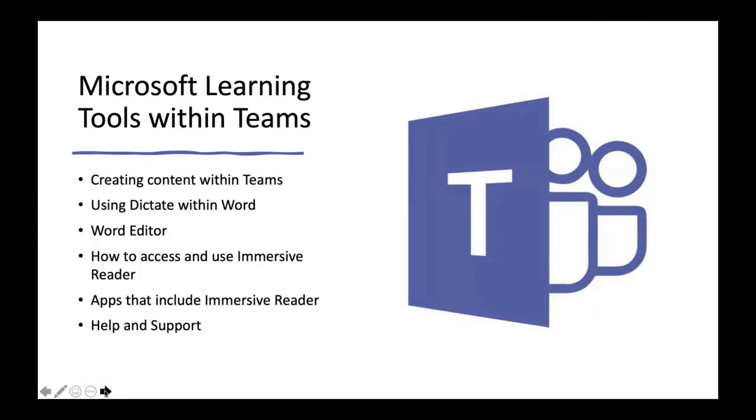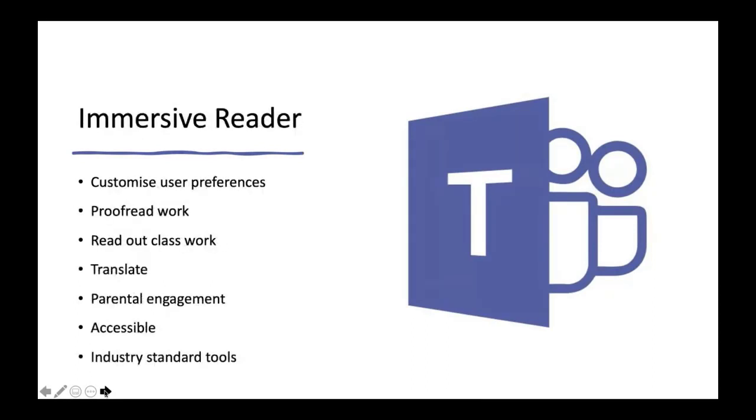So this session, we're going to be looking at creating content in Microsoft Teams. But remember, if your learners are using Glow, then they can also create content in Microsoft OneDrive. So it's exactly the same process. We're also going to look at the dictate tool within Word and how learners can just use their voice to add text to documents. We're then going to look at how learners can proof their documents by using the Word editor, and then how to access and use Immersive Reader. We're going to look at apps that include Immersive Reader, and finally where to go for extra help and support.